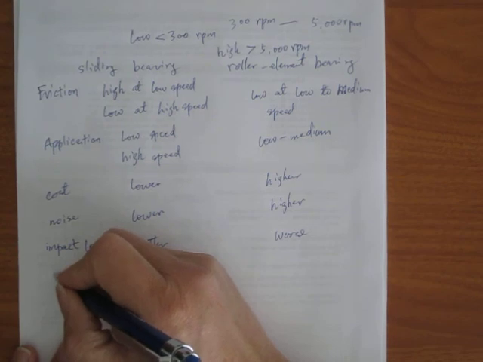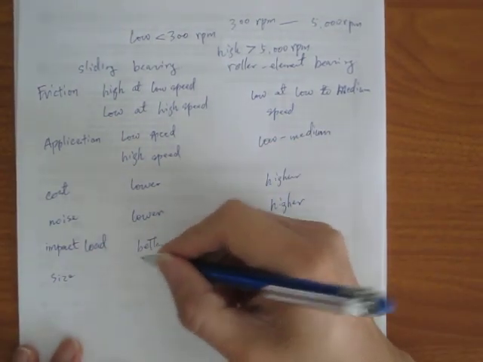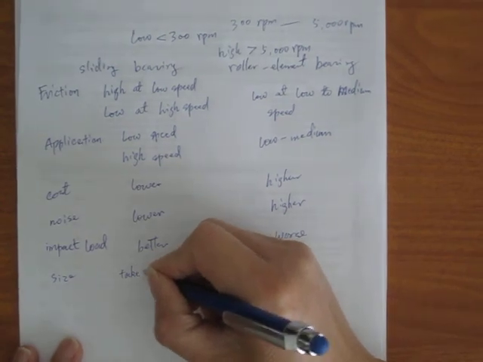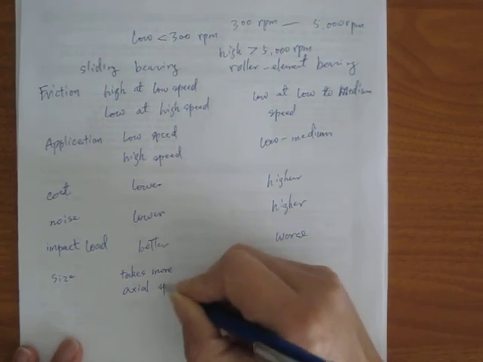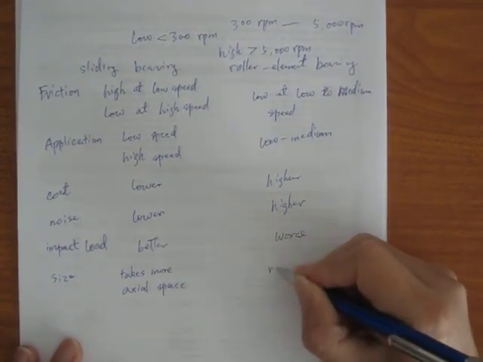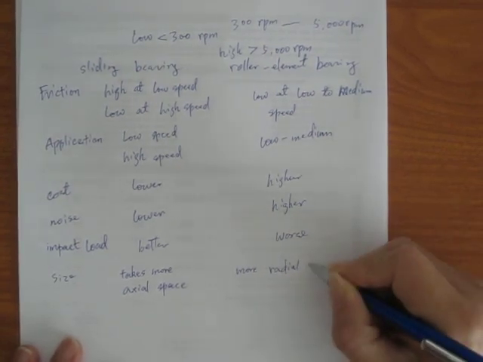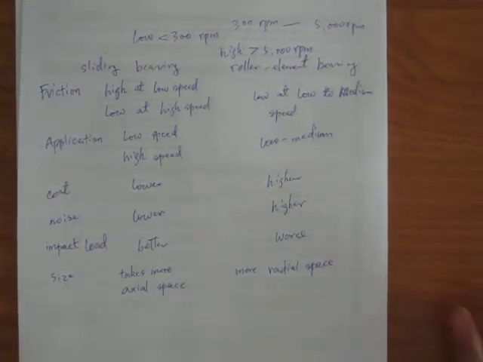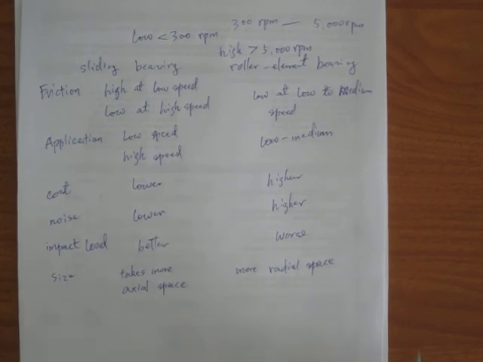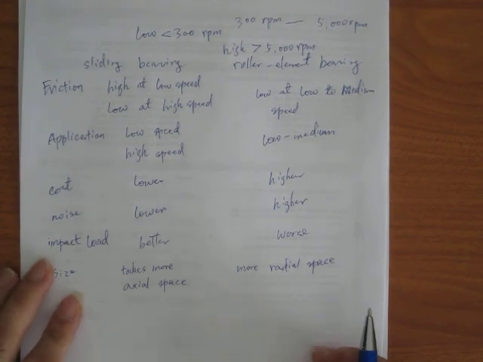Also size, space. This one takes more axial space. This one takes more radial space. So when you design a machine, depending on the space available, if you have a very tight radial space, you probably want to consider a sliding bearing over there. Okay.